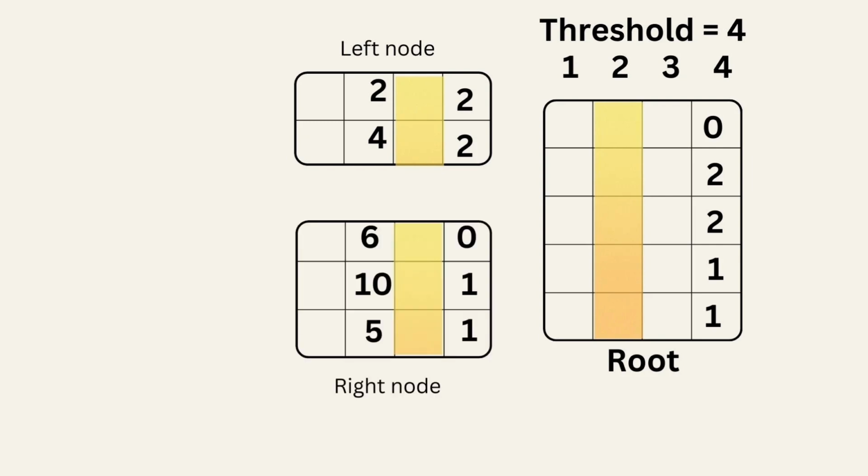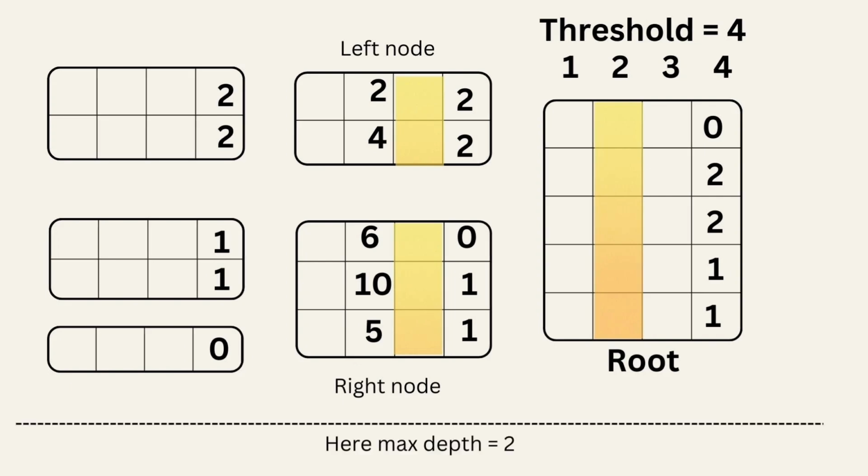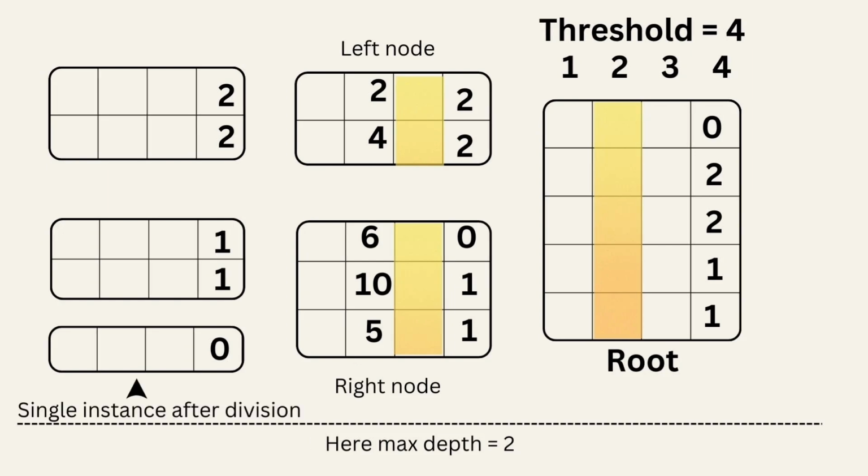This process will repeat recursively. For the right node, we will again find a feature label and its corresponding threshold value to split the data. Recursion can be stopped either by using a hyperparameter called maxDepth, which limits the tree's depth, or by having a single instance after division. If you don't understand the concept of hyperparameters, don't worry, we will hard code it in Google Colab.